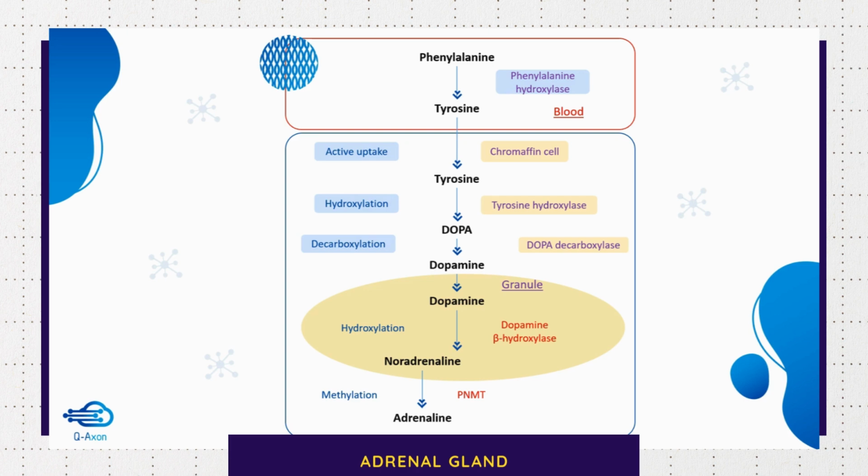Now the noradrenaline thus formed enters the cytoplasm, and it is converted to adrenaline, that is, it undergoes a process called methylation in the presence of the enzyme phenylethanolamine N-methyl transferase. This adrenaline again moves into the granule, and hence adrenaline and noradrenaline are formed.